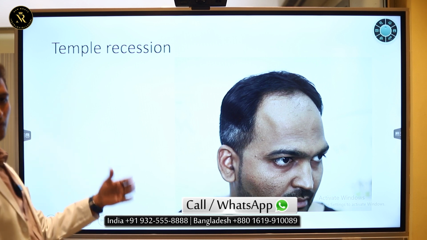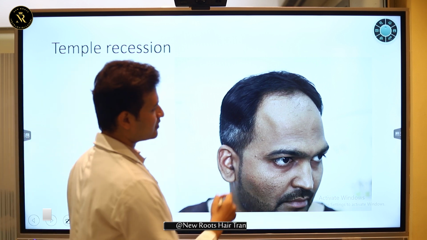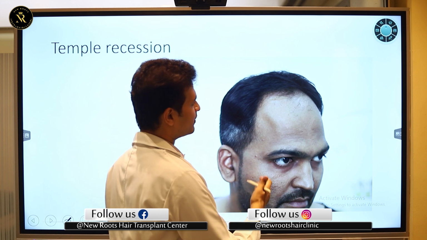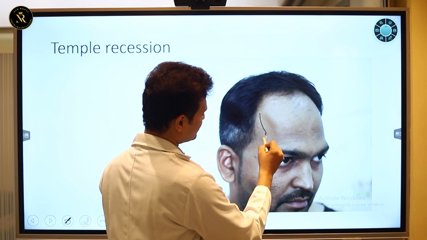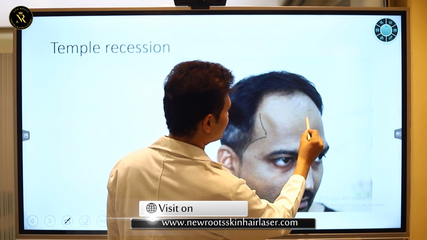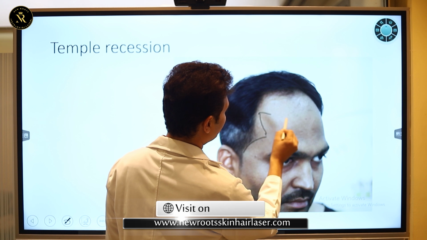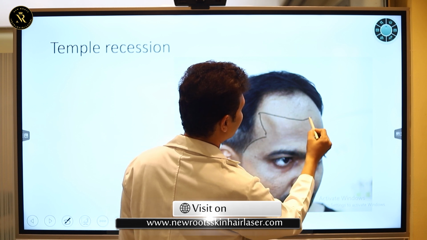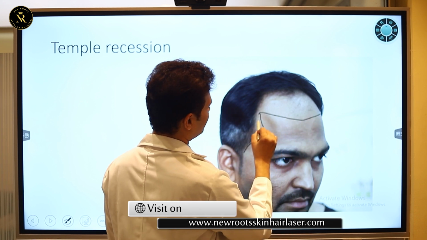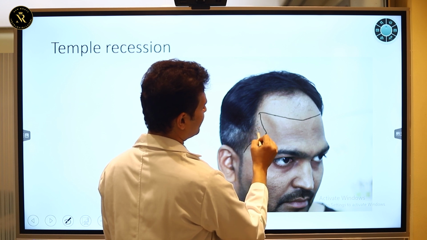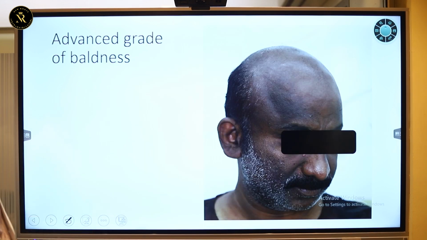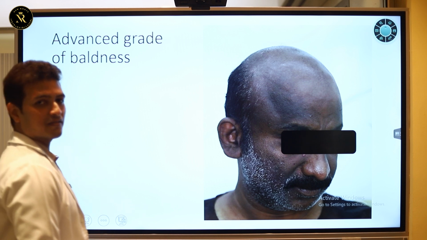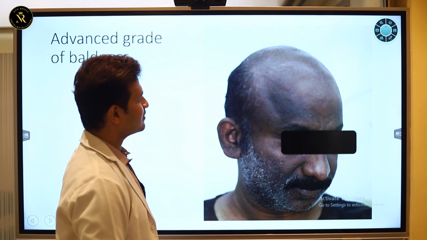So in those who have baldness, you can see he is around grade 3 to grade 4 baldness. Here you can see this part, there is loss of hair. So while creating his hairline, we create his hairline like this, and this part, when we implant hair with the above mentioned factors, then this is called temple restoration.